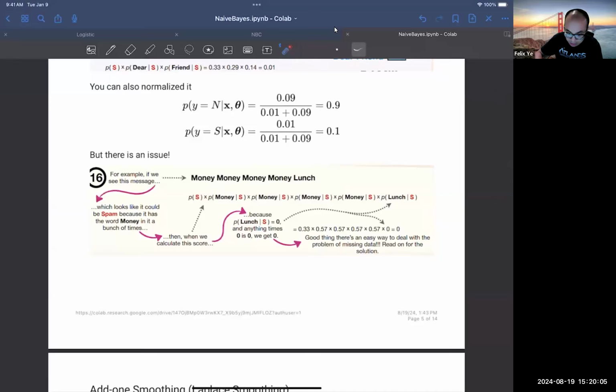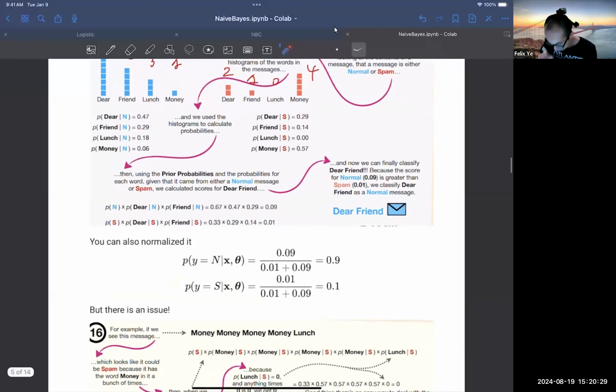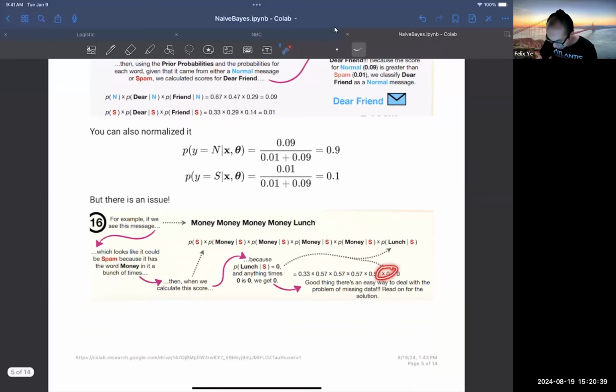This is the same initial condition, the same prior, which is 0.33 here. These are all very high, 0.57 and 0.57. But by the end, you have lunch conditional on spam, which in this case is 0. Then we have a problem, right? Once we multiply by 0, everything just goes to 0.